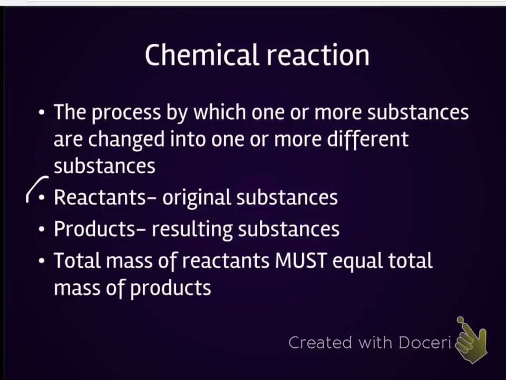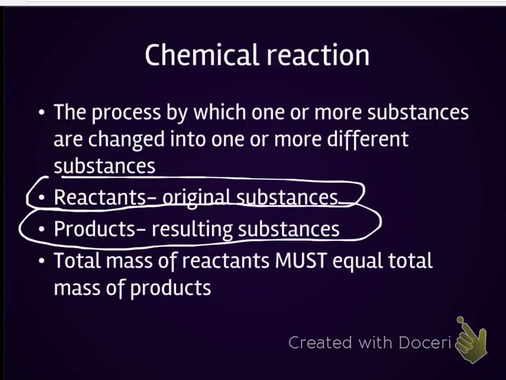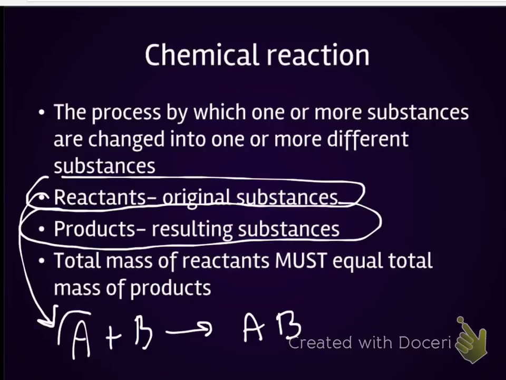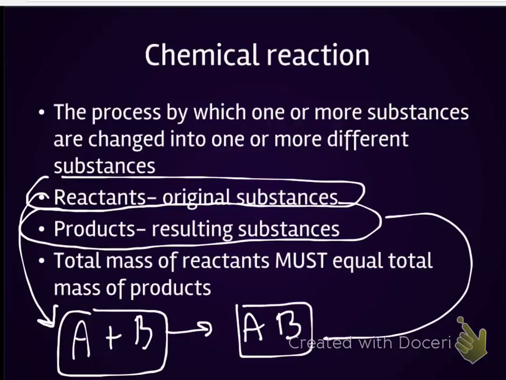Important points here. These terms, and I think you all know these from physical science, we will not dwell on them: products and reactants. If we have A plus B yields AB, these are the reactants. This is the product. The reactants are what go in, they're what do the reacting. The products are what are produced. They're what you end up with. And that last point: total mass of reactants must equal total mass of products.